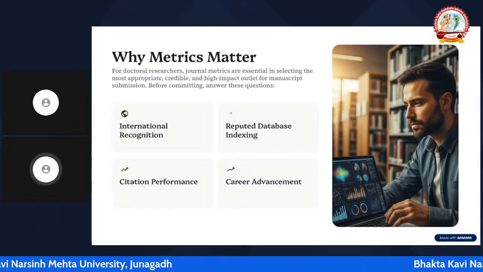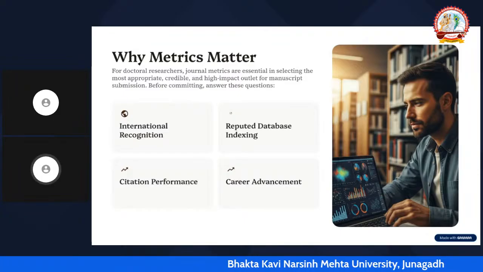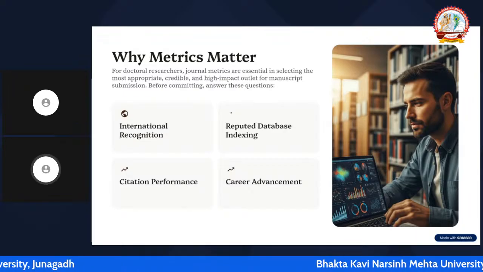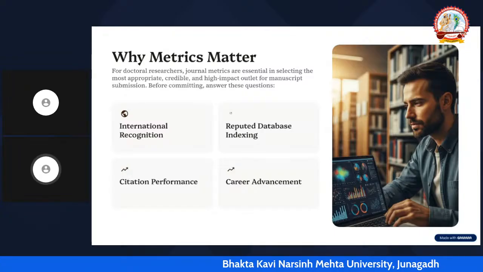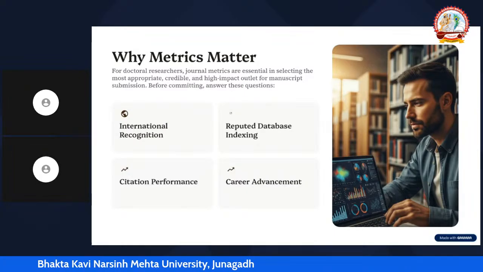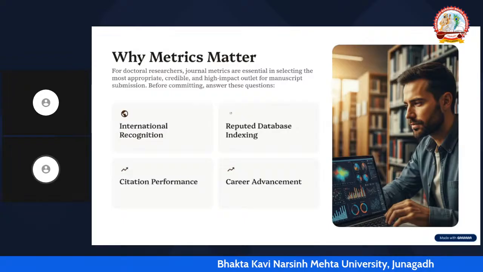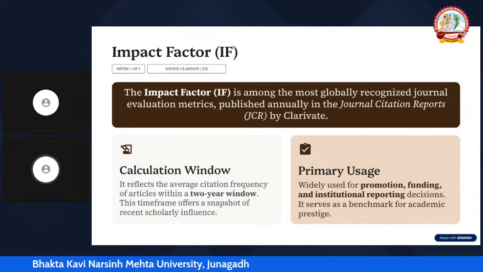With reputed, high-power journals, you can gain international recognition. Suppose you are using one dataset and you publish it as data in brief. Data in Brief is the name of a journal that uses international standards. So we are reaching international recognition. We are using reputed database indexes, citation performance, as well as career advancement.